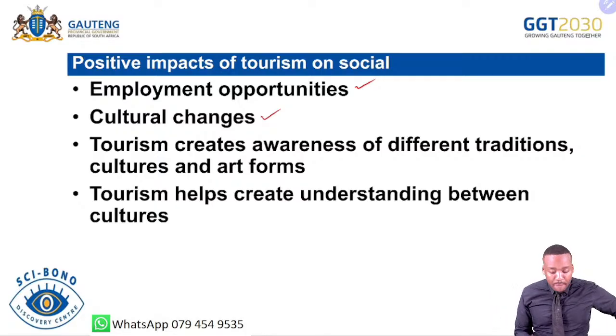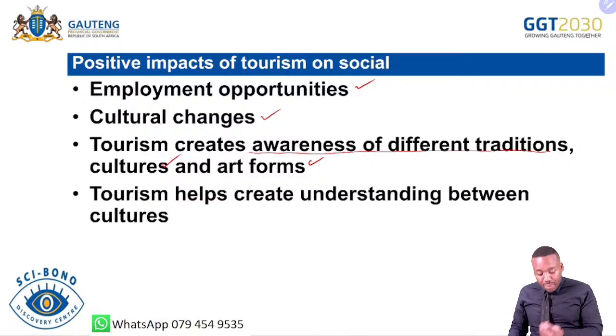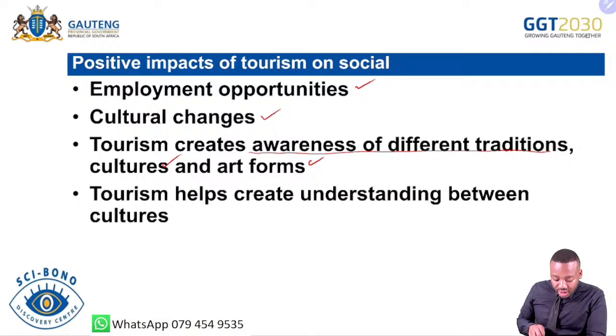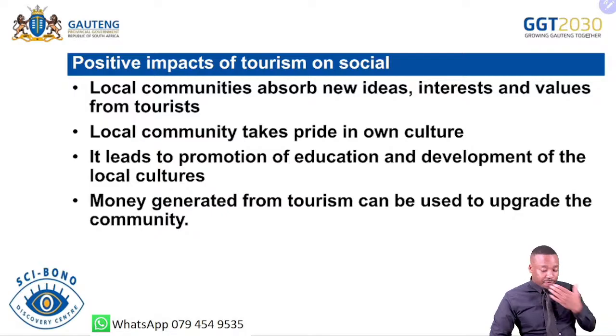Due to tourism, people are going to be aware of different traditions, cultures, and art forms. So we need to also look at tourism in a positive way. Also, tourism helps to create understanding between cultures. So those are some of the positive impacts that tourism can have on the social pillar. Tourism creates job opportunities. Tourism creates cross-cultural changes. Tourism creates awareness of different traditions, cultures, and art forms. Tourism helps to create understanding between cultures.